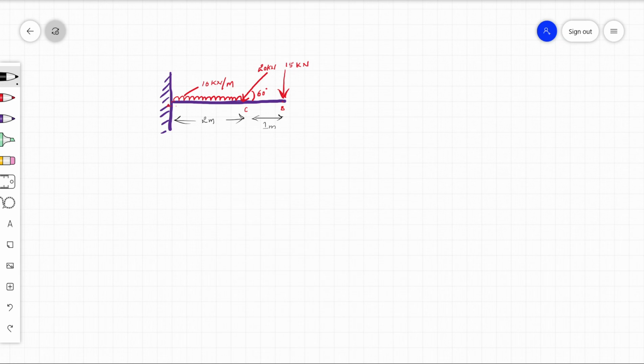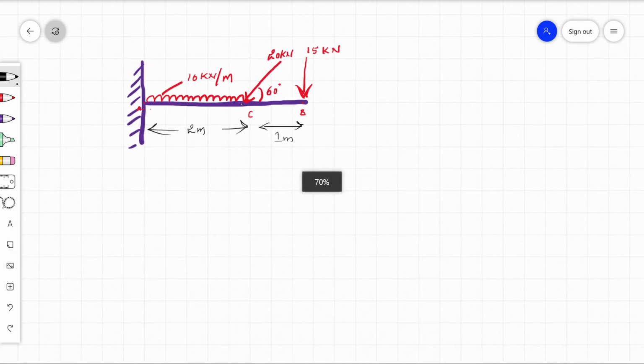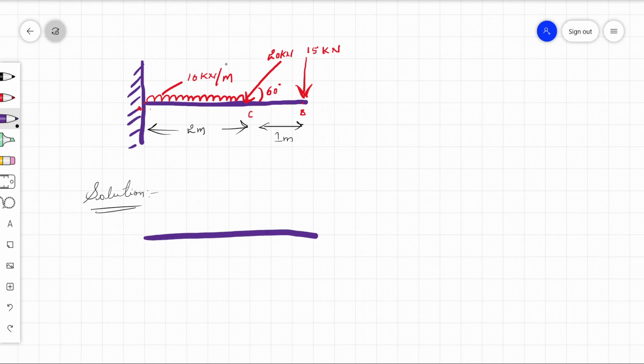So this is a numerical that they generally give us. Generally they give us a numerical like this, and they will ask us to find the reaction of the fixed support or fixed end beam. So the first thing to do in the solution format is to draw a free body diagram of the beam. So let me draw the beam.